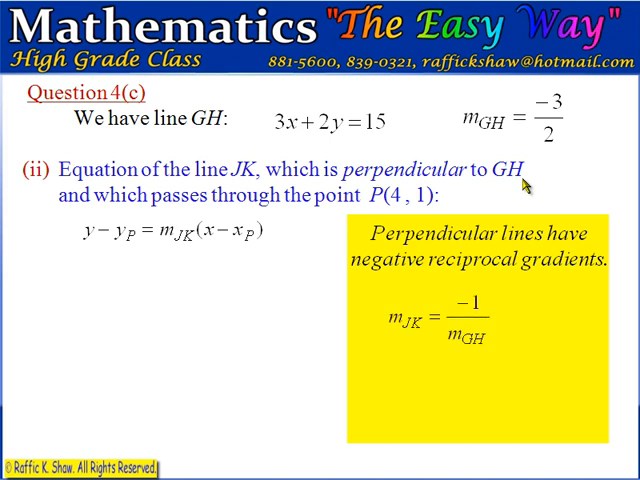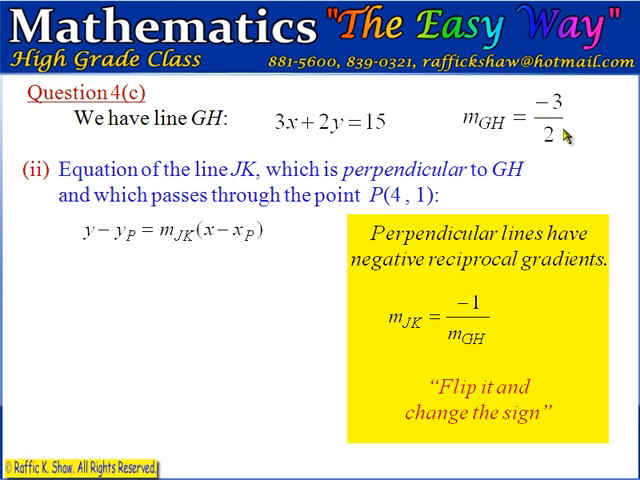And what we mean by that is that since JK is perpendicular to GH, then the gradient of JK is the negative reciprocal of the gradient of GH. That is, the gradient of JK is equal to minus 1 divided by the gradient of GH. And this is the gradient of GH. So this calculation will give us the gradient of JK. But this calculation can be done quickly by simply flipping and changing the sign of the gradient. That's how this calculation is done.